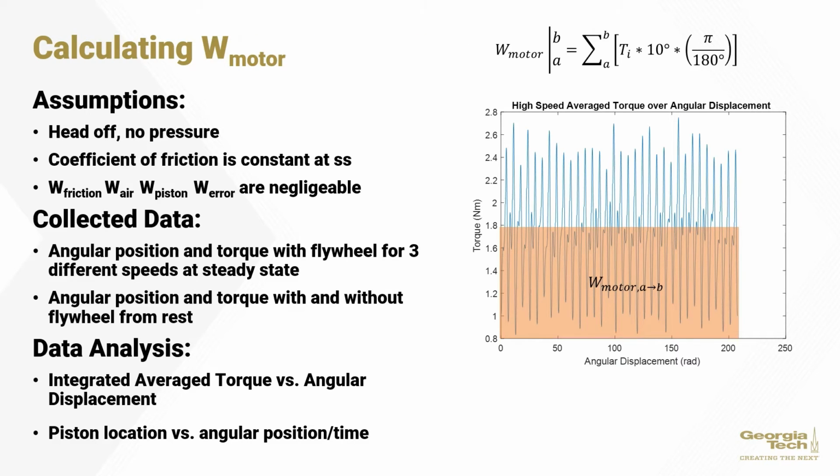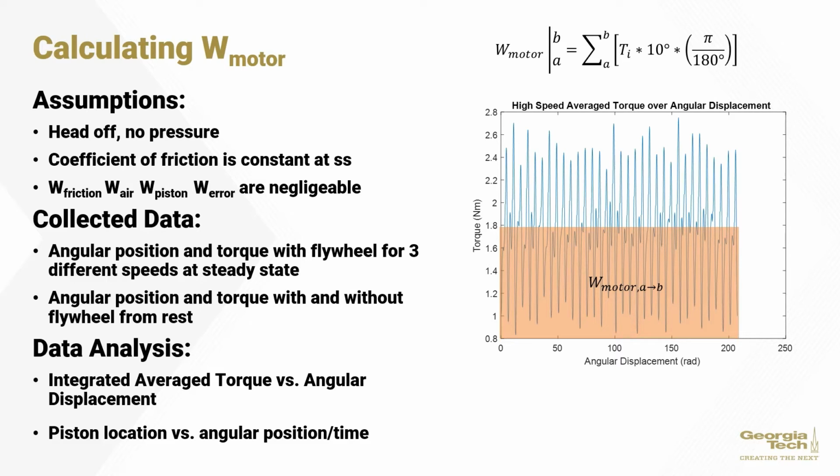The work done by the motor was measured with the head off, so the assumption could be made that there was no pressure on the piston. Another assumption was that the coefficient of friction on the bearings on the crankshaft would remain constant at a steady state speed. Work from friction, work from air, work of the piston, and air work could also be considered negligible when calculating work of the motor.